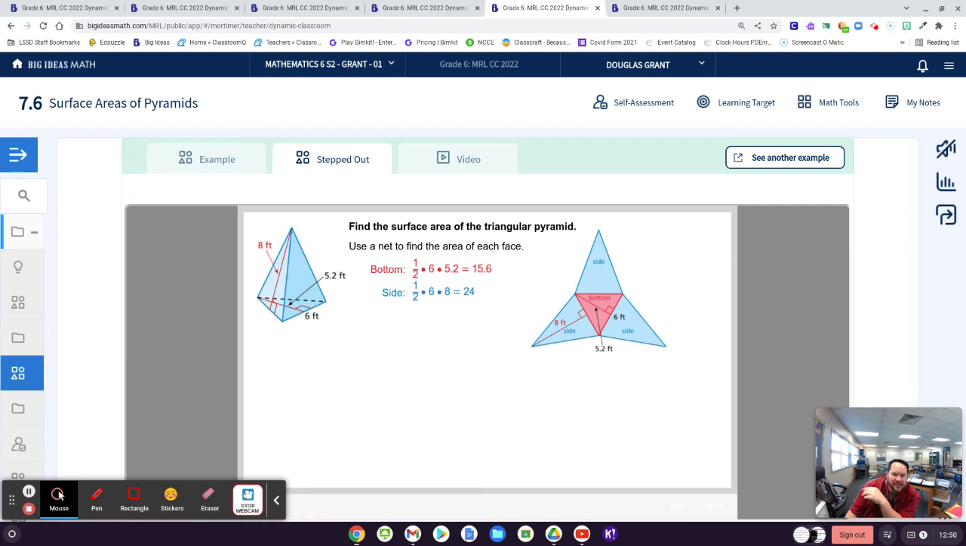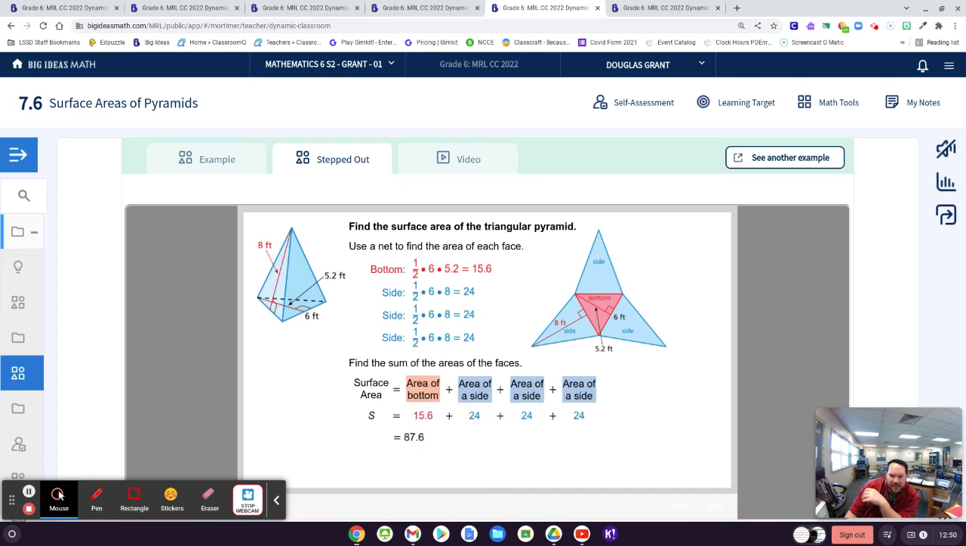And then every side one is a half of 6 times 8, which is 24. And you've got 3 of those. And then you add them all together, and you get a grand total of 87.6 square feet. That's a great example to add to your notes, because I'm going to have you do one problem that's just like this, and then our video will be over.